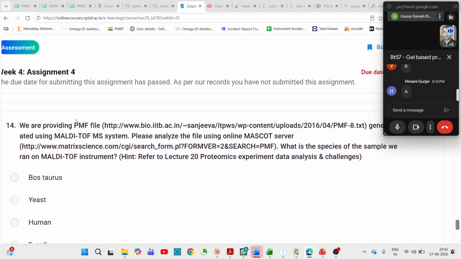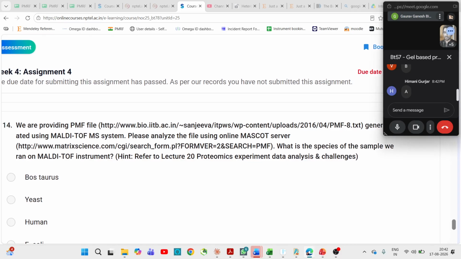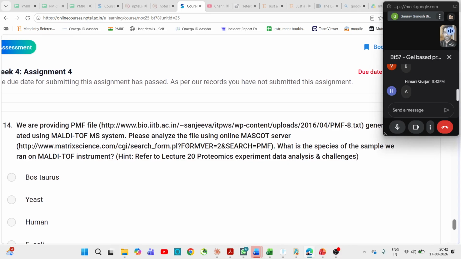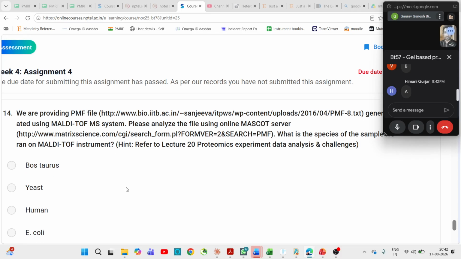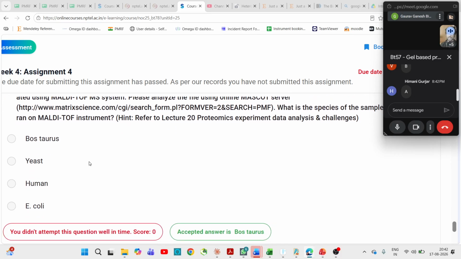We are providing a PMF file, generated using, please analyze the following online Mascot. So okay, this cannot be done now. What is the species of the sample? We need this specific software in order to do this, but you can still answer this by referring to lecture 20, proteomics experiment data analysis. Then it would be easier for this. So currently we cannot answer this question though.